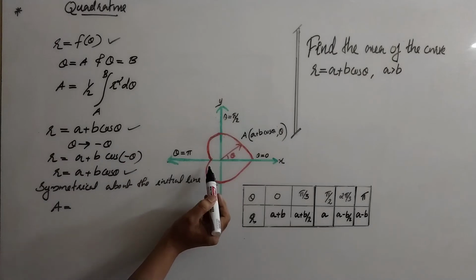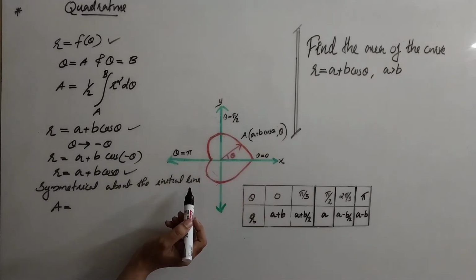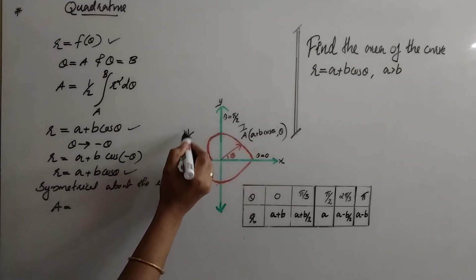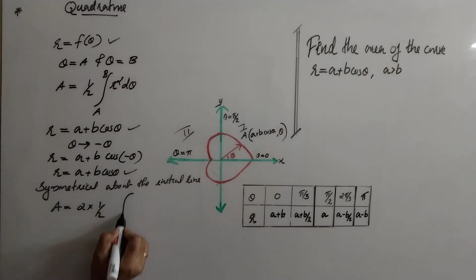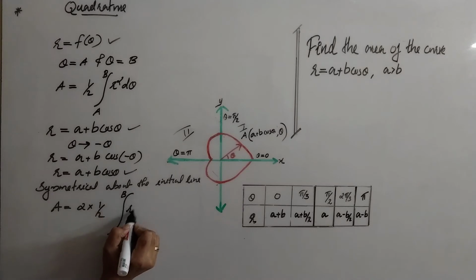So, to find the area enclosed by the curve, just find the area in the first and second quadrant, and 2 times that area gives the complete area enclosed by the curve.